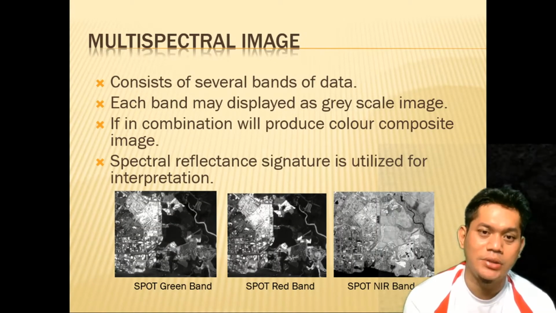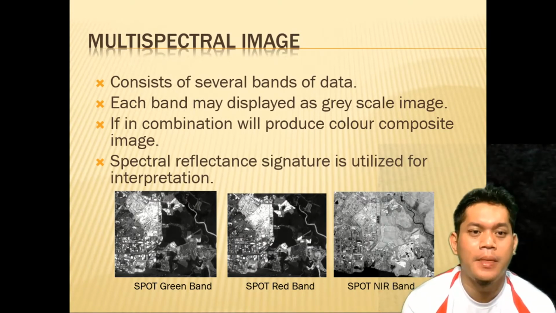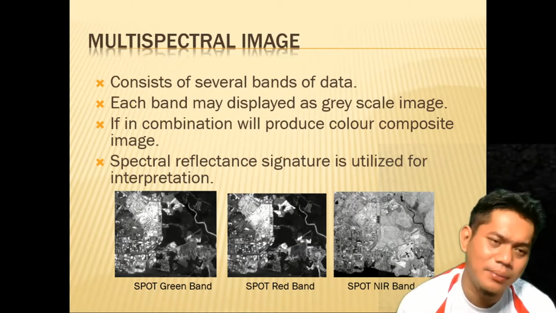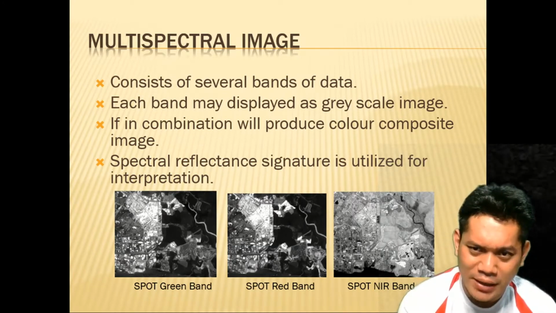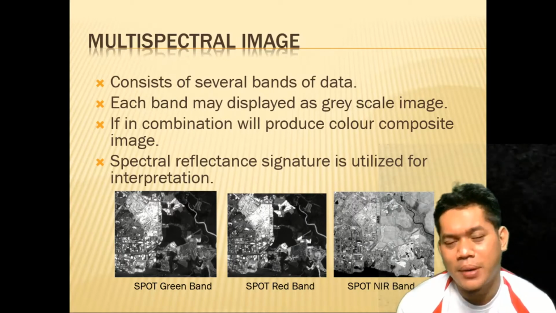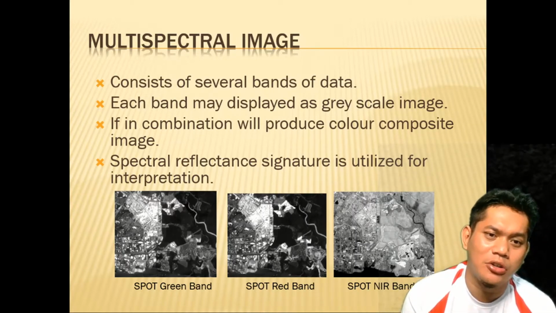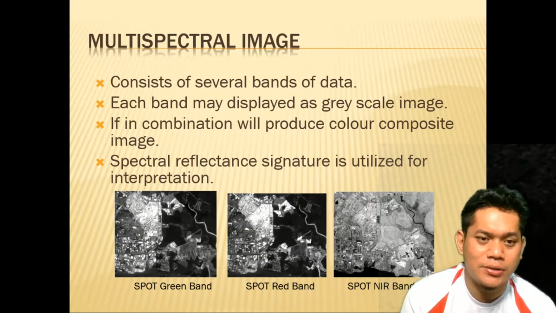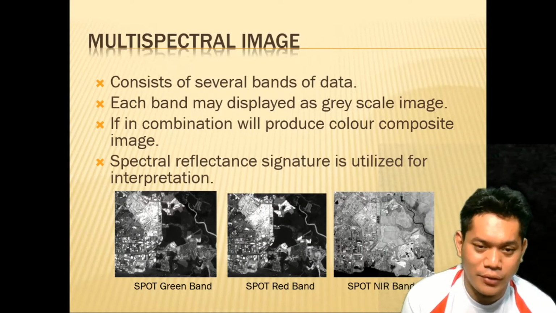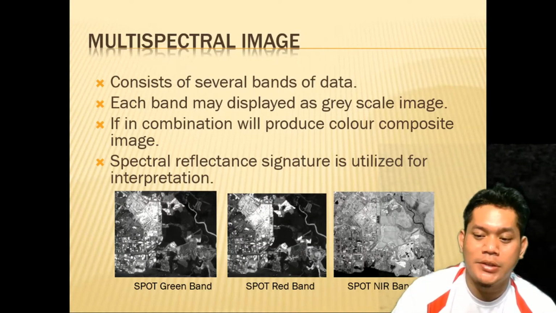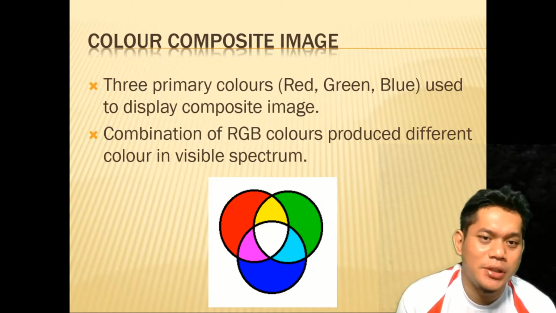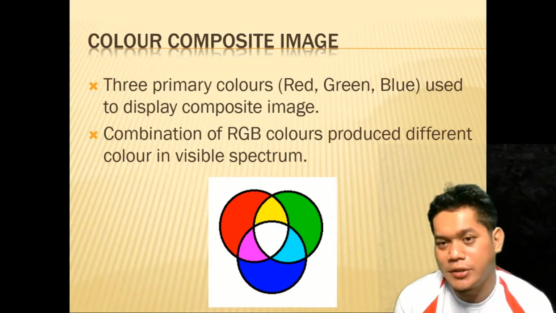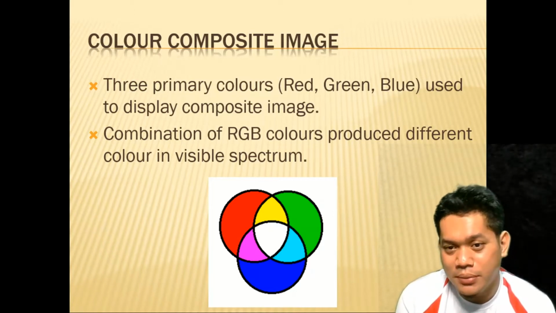Okay, for the multispectral image, it consists of several bands of data, and each band, for the yellow, green, blue and so on, displays as a grayscale image, and if combined using software, it will produce the color composite image. Those spectral reflectances are utilized to interpret what kind of features are being recorded by the system. And this color composite image is basically a combination of the three primary colors, red, green, and blue, used to display the composite image.